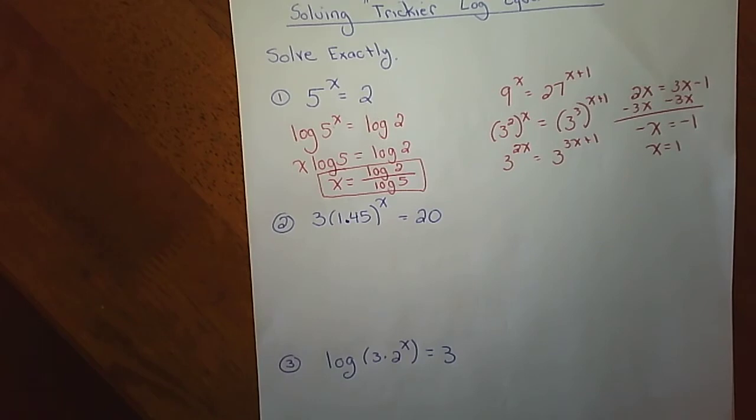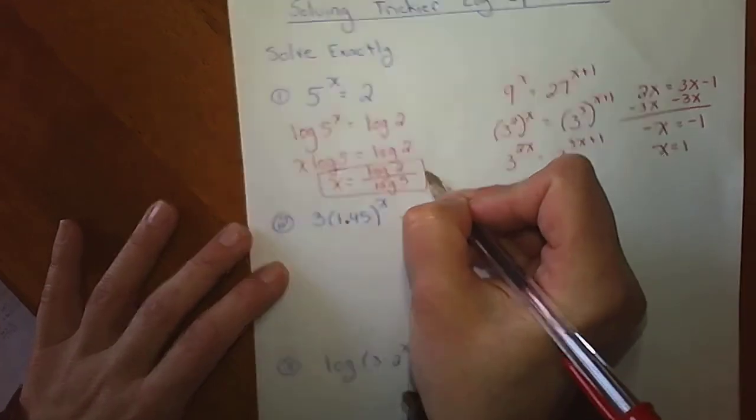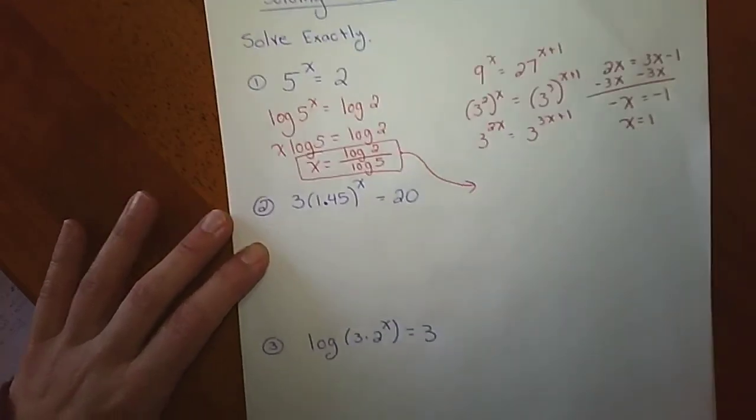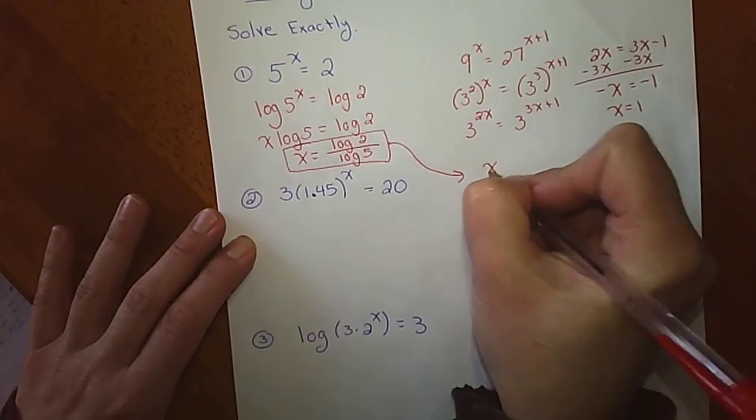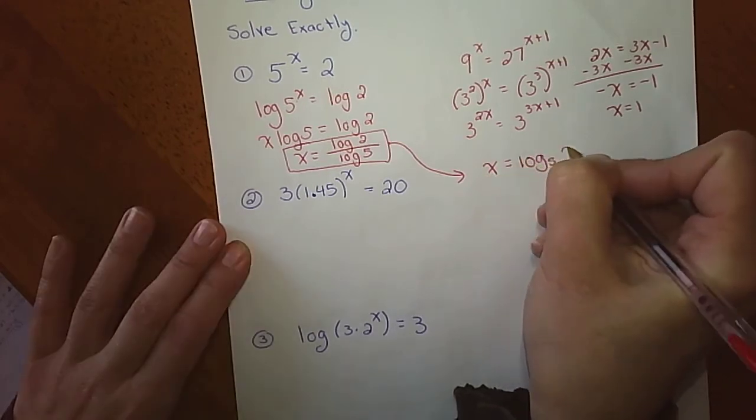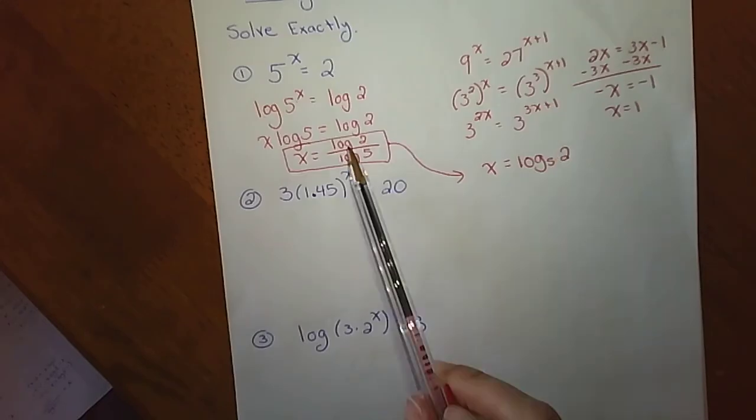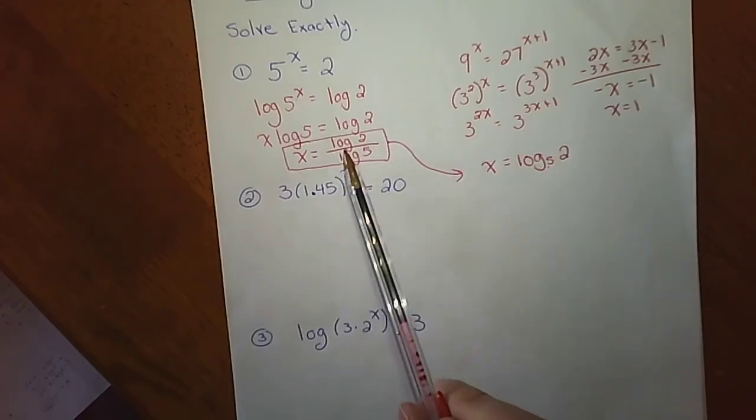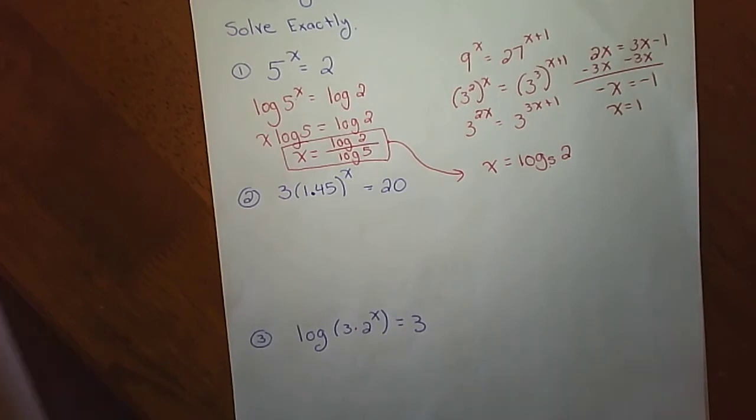Now there is another way of writing this. Another way of putting this all together so you don't have to write it like that is, I'm going to draw an arrow over here. Sometimes you can write this as x equals log base 5 of 2. This answer and this answer are equivalent.